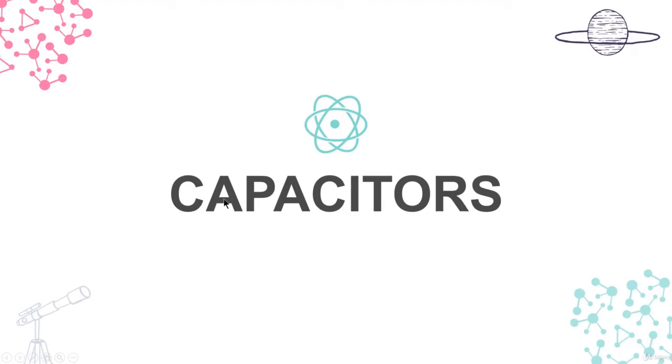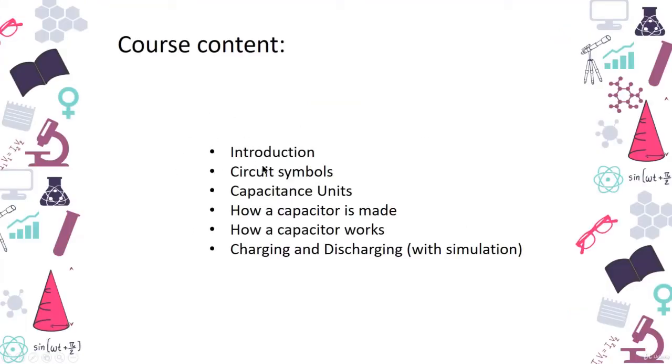So in this course we will begin with a little introduction, then we will talk about the symbol of a capacitor in a schematic, since capacitors can be divided into two big categories. Then we will see how the size of a capacitor is related to its capacitance. We will see briefly how a capacitor is made, how a capacitor works, and last but not least we will do a little practical experiment. So let's get started.